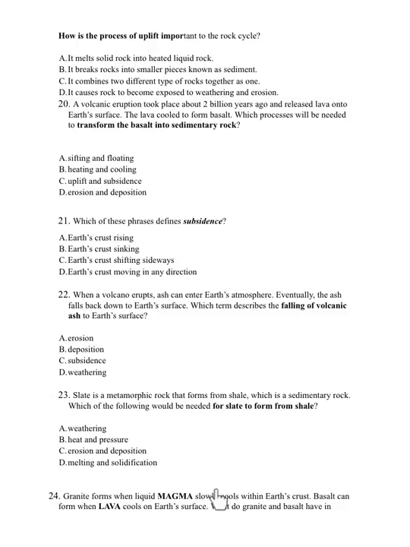Number 24. Granite forms when liquid magma slowly cools within the Earth's surface. Basalt forms when lava cools on the Earth's surface. What do granite and basalt have in common? A. They are kinds of igneous rock. B. They are not made up of minerals. C. They are identical in color and texture. D. They are made up of layers of sediments.